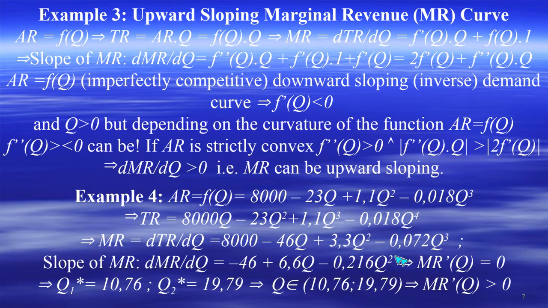So this is a parabola, and this parabola is looking downwards. The coefficient of its square term is minus. So this is an inverse U shape. The parabola is downward looking, so in general it is negative. But does it have a positive region? Yes, between these roots it has a positive region. You can also calculate its uppermost point, and you will find that it's positive. So the slope of the marginal revenue is positive for Q between 10.76 and 19.79. In this region, the marginal revenue has a positive derivative. It is upward sloping.